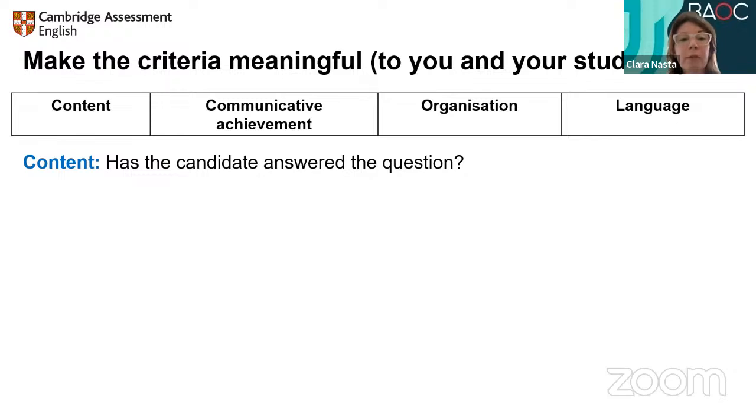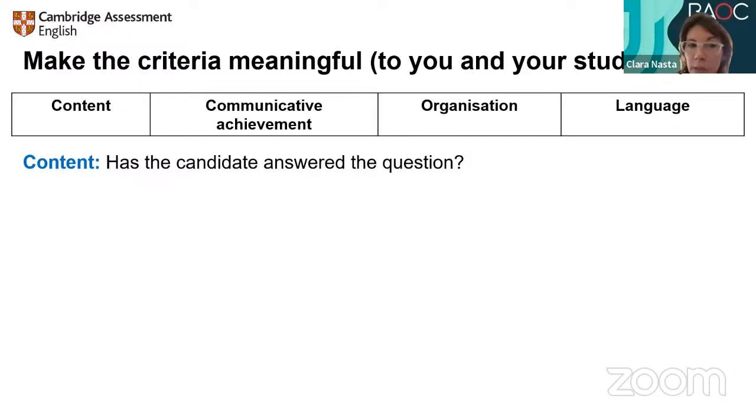Then, when we talk about communicative achievement, there are other elements to take into account. We said that they are expected to produce different types of writing: article, review, story, email, letter. Okay, so communicative achievement has to do with format. I am answering this question, I am producing the right content, but I have to produce it in the format of an essay, and it has to look like an essay.